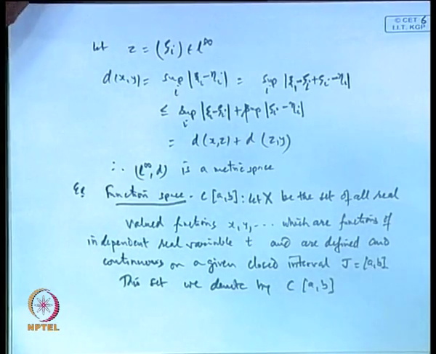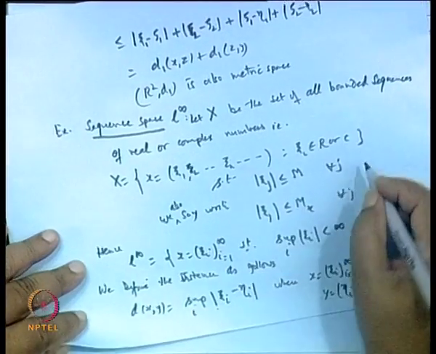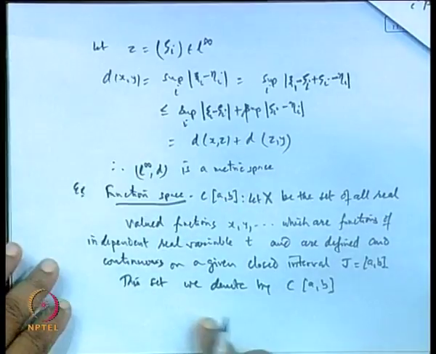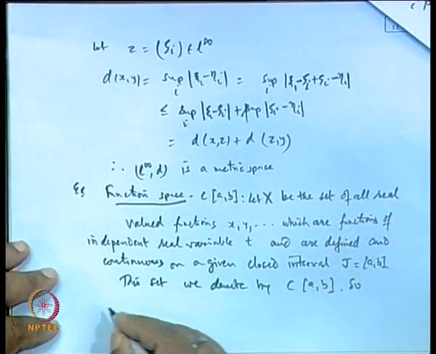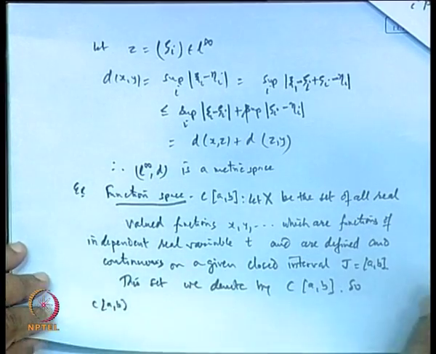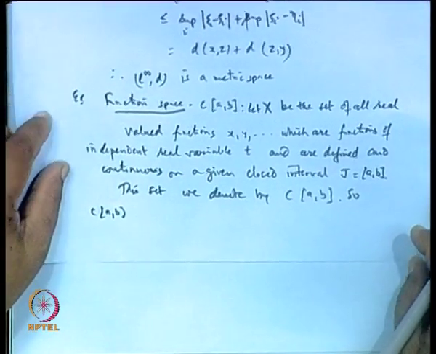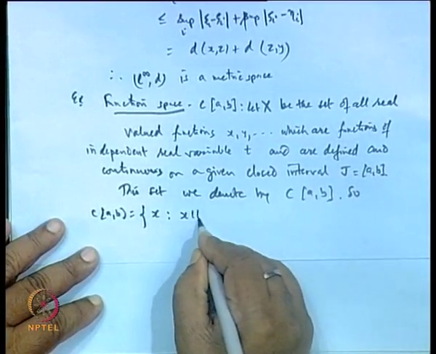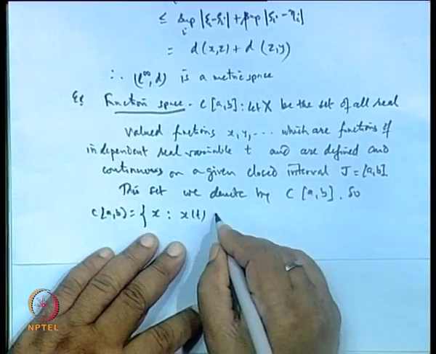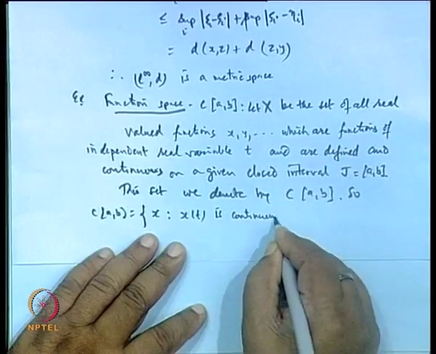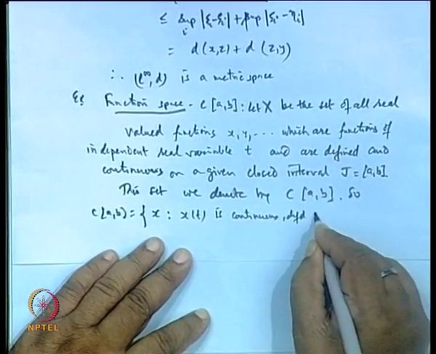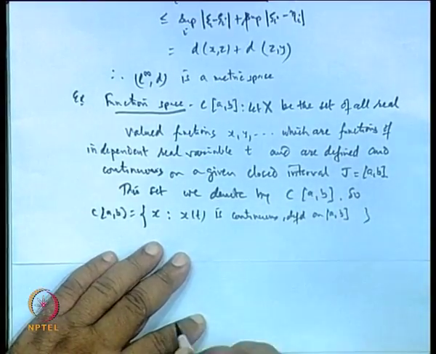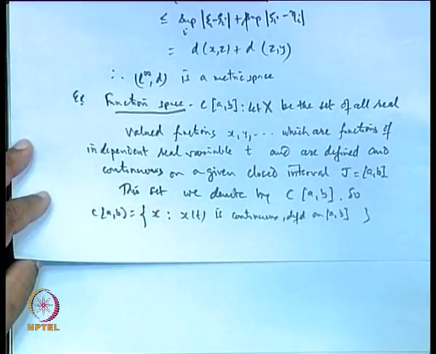Just like the previous one, where this entire set we denote by l-infinity, similarly this set we denote by C[a,b]. So, C[a,b] is the class of all functions x where x(t) is continuous, well defined on the closed interval [a,b]; the set of all continuous functions which are defined on a closed interval [a,b].